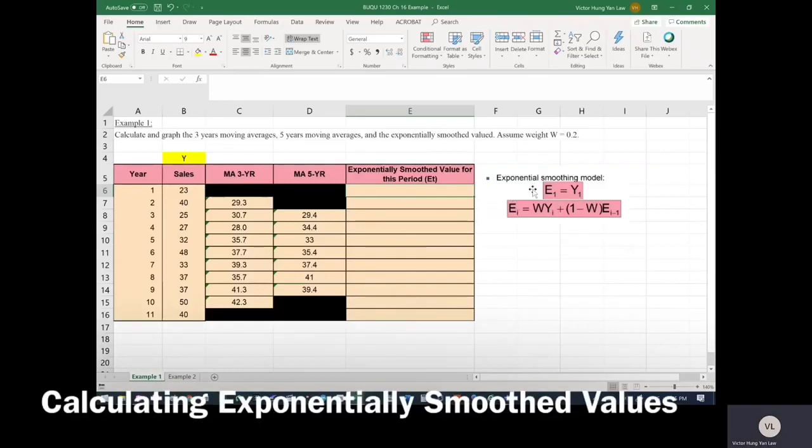So in the first equation, we have E1 equals Y1. So this is for the first year only. So this is for E1. So E1 is the exponential smooth value for year 1. And then we have Y1. Y1 is your sales. Okay, so our Y1 is 23. So for E1, we're going to equate that to 23. So what we're going to do is we're going to put equal B6 because our E1 equals the Y1, the sales of year 1.